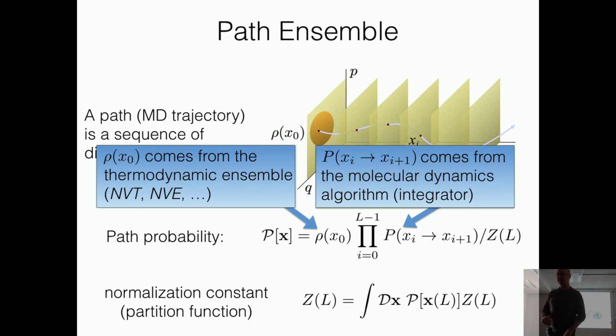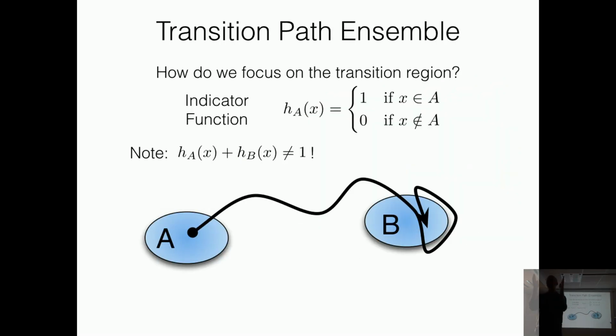The next thing then: we've got a probability for a path, for a trajectory. Now, how do we focus in on that transition region? Remember, I had that transition region circled in red. How do we narrow in on that? We're going to use indicator functions to do it. The idea is that you have an indicator that just returns 1 if you're in state A, that's H_A. You have H_B, which returns 1 if you're in state B. If you're not in that state, it returns 0.